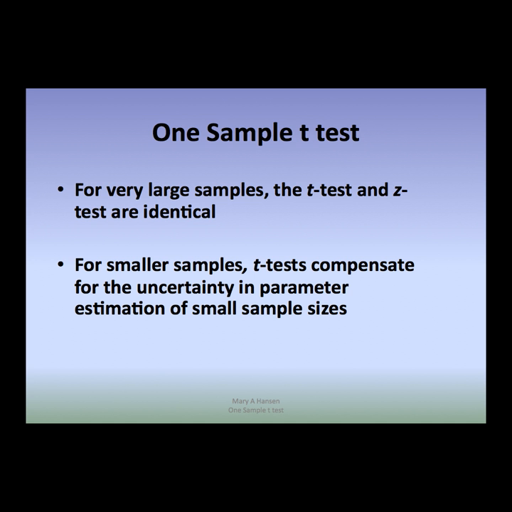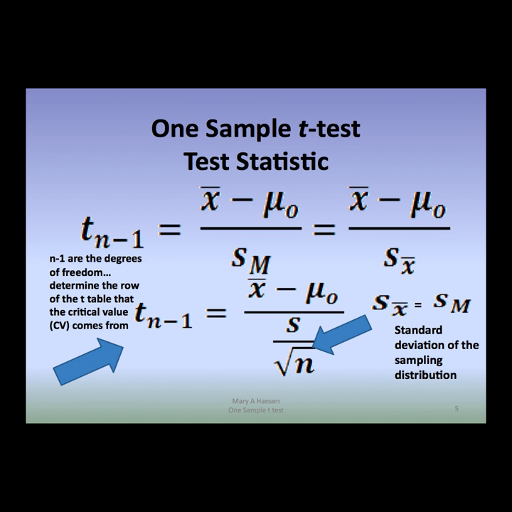However, for smaller samples, the t-tests compensate for the uncertainty in parameter estimation, namely estimation of the population standard deviation with S. For smaller samples, the t-tests provide better critical values than the z-test. Therefore, the t-test critical values must be used for significance testing.